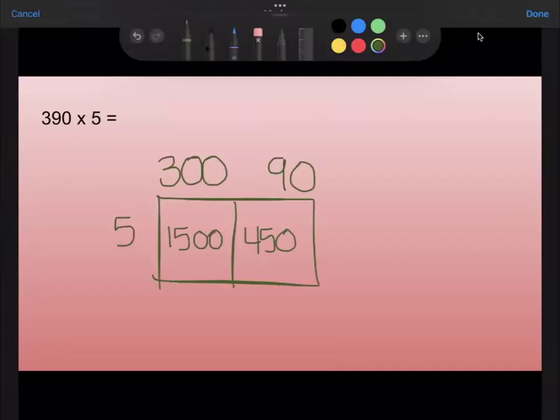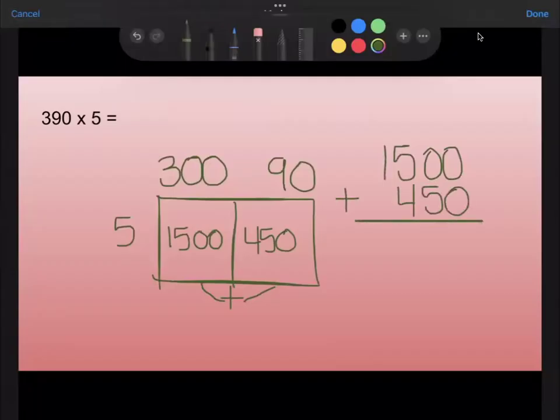So again, if you're not sure how I'm getting that, check out a previous video I did on multiplying numbers ending in zeros. So that means my final step is to add these two, what we call partial products, together. So I'm going to bring it over here, 1,500 plus 450, making sure to line up everything by place value.